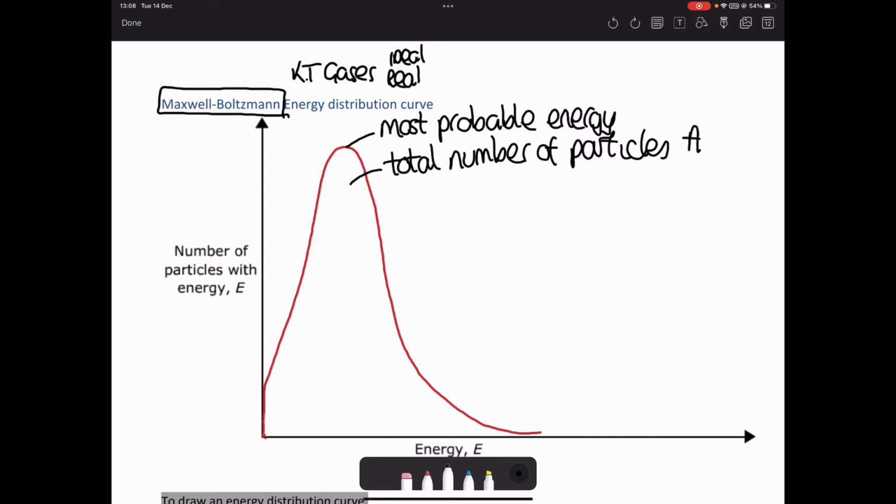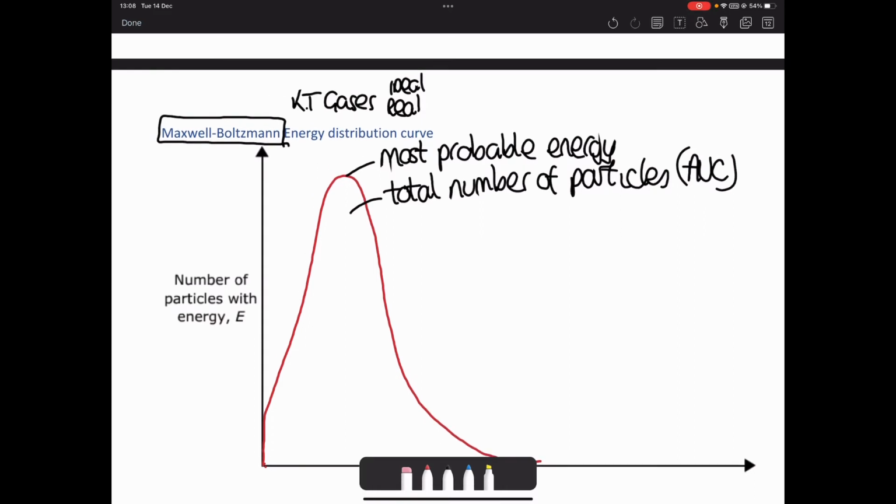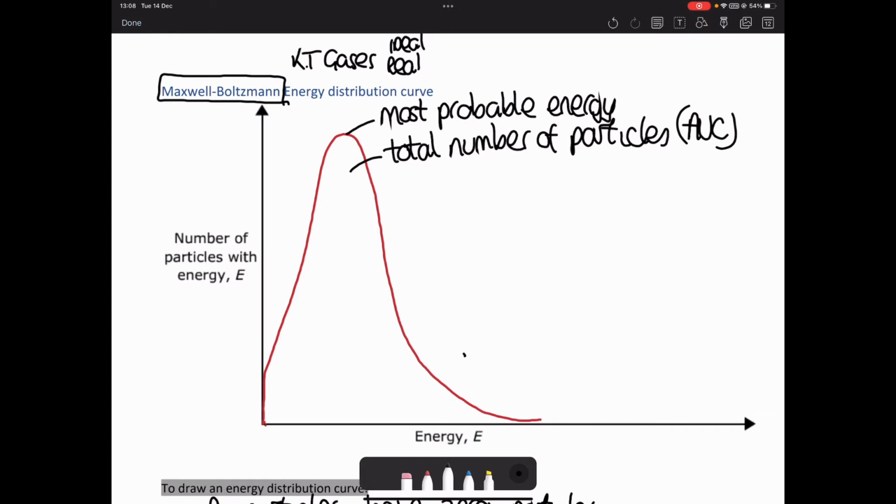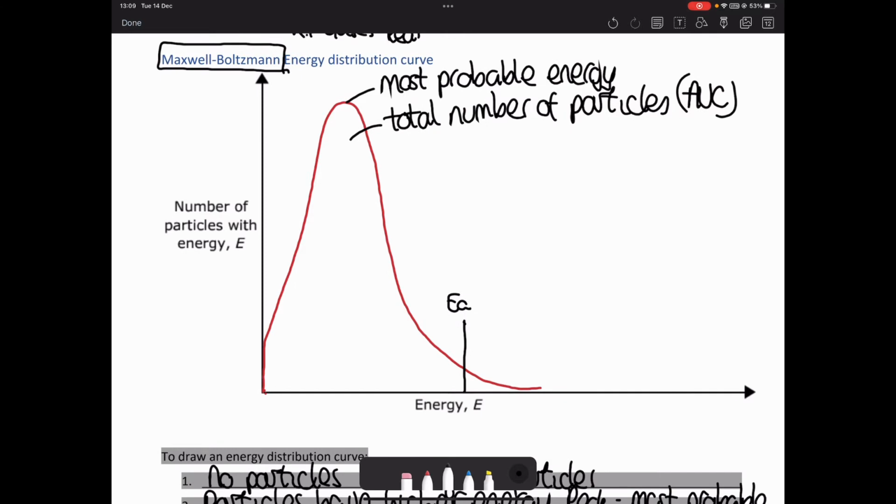So that's AUC, area under curve. And we're going to put in our activation energy. So I'm going to put in my activation energy as being here. So we've said activation energy is the minimum energy a particle has to have so that it can collide in the correct orientation in a successful, effective way to make product. So our activation energy is fixed.